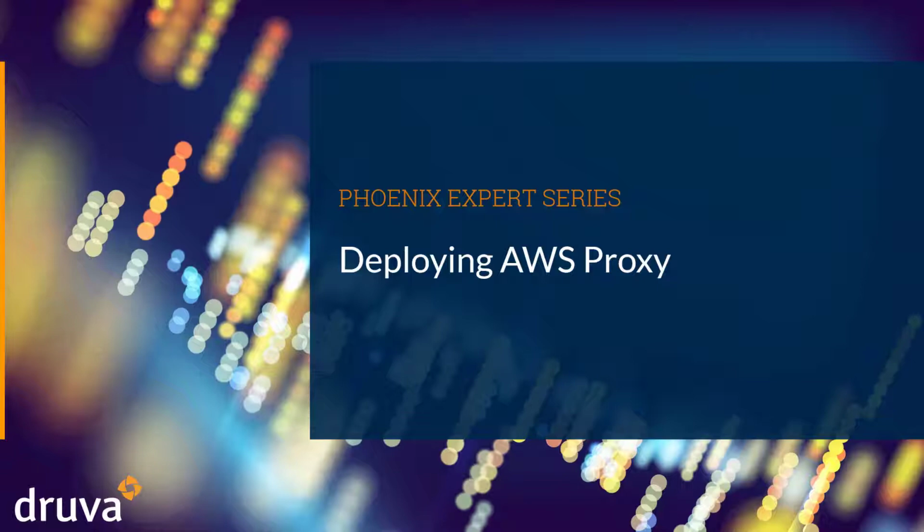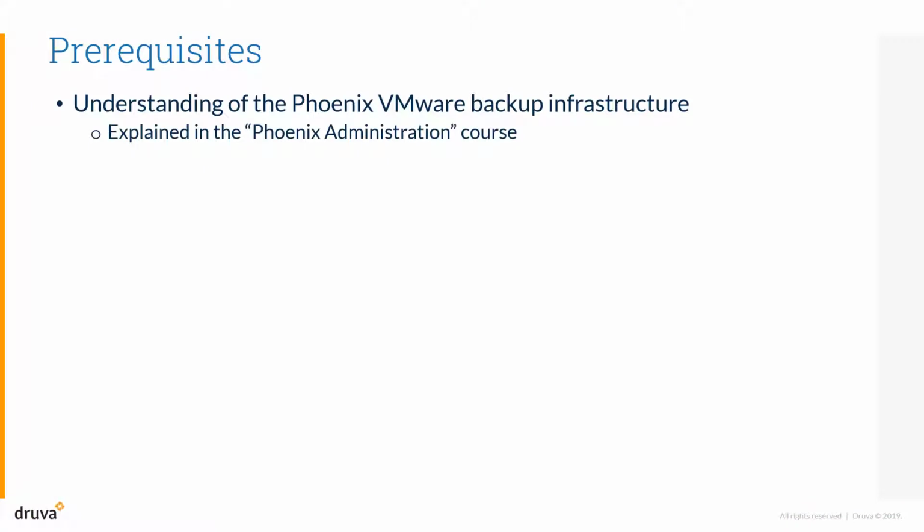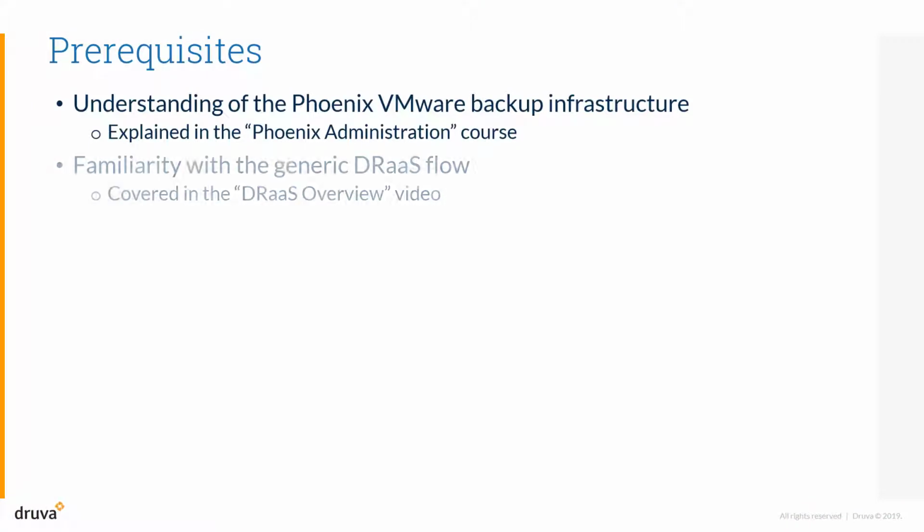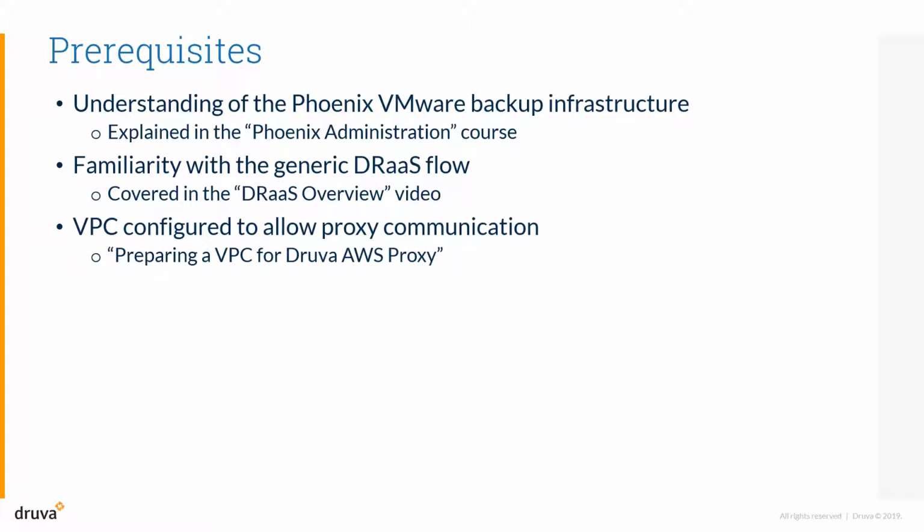In this recording, I'm going to demonstrate how to deploy AWS Proxy used to manage Druva's DRS solution. You should be familiar with the Phoenix VMware backup infrastructure concepts, understand the generic DRS flow explained in the overview video, and have a VPC configured in your AWS account.